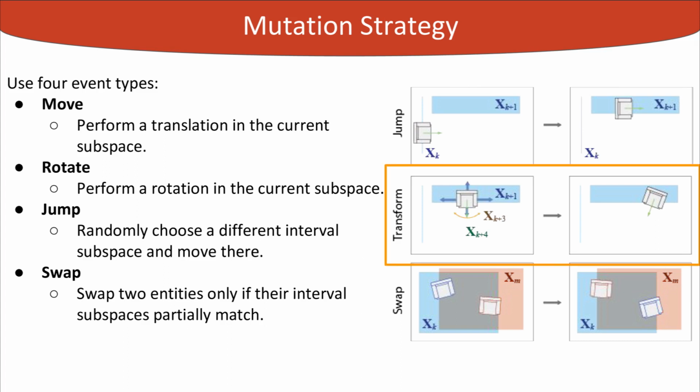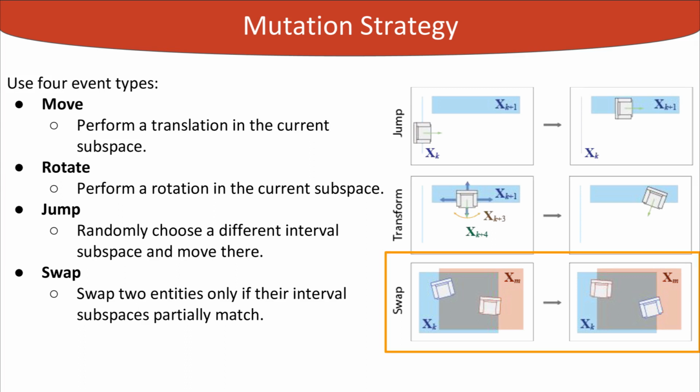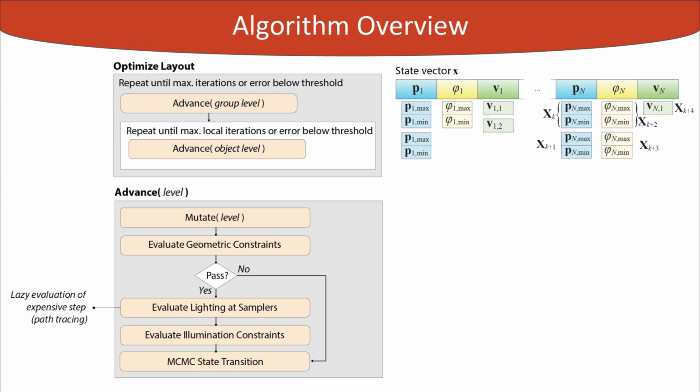Move and rotate actions generate states in the current subspace. Jump actions randomly choose a different interval subspace of the object and move there. Swap actions exchange the position of two entities only if their interval subspaces partially match. Here's an overview of the algorithm.